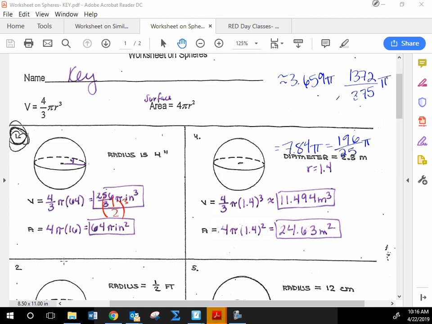I didn't get number 4. Number what? Volume. I had the exact same setup, and then when I multiplied, so it's 1.4 cubed, I got 2.74. Did you then remember to multiply by 4/3? Maybe you forgot that part. Are there other questions on 2 or 4?